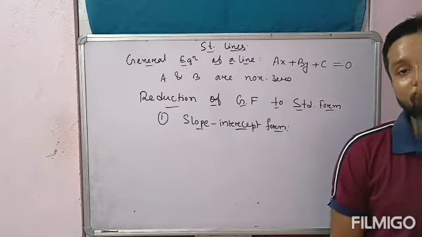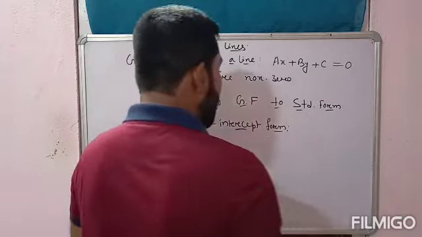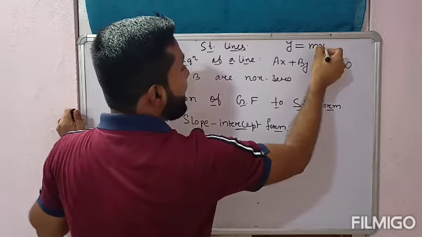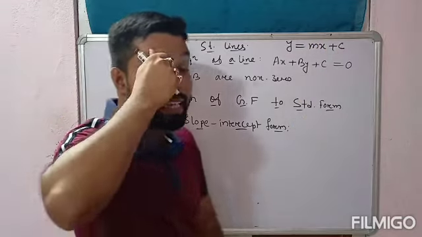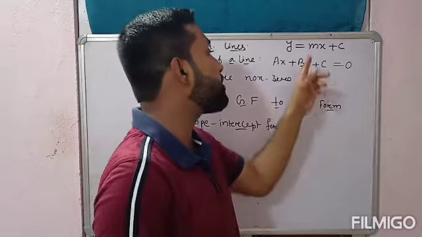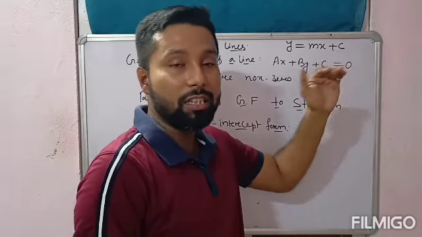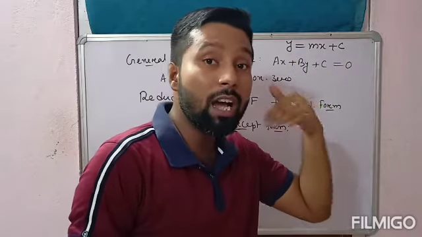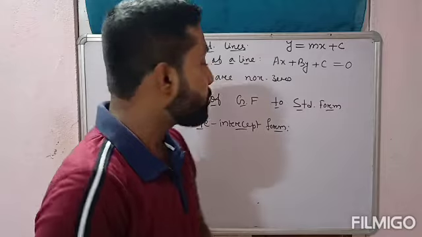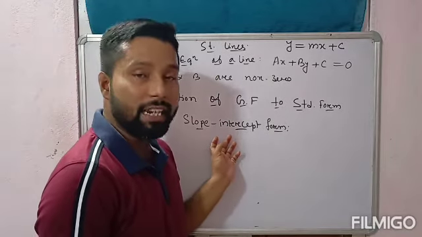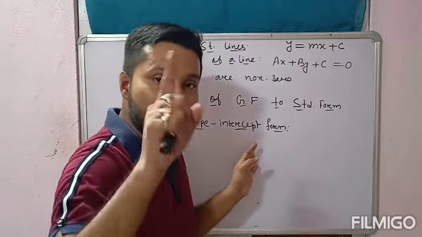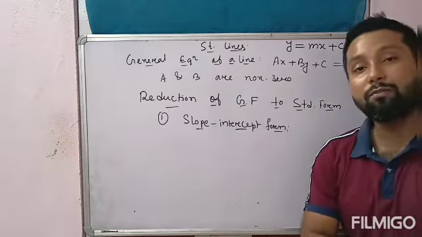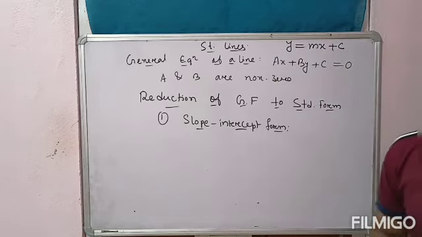So what is the standard equation of slope intercept form? Already I have discussed it. We all know that y is equal to mx plus c, right? Y is equal to mx plus c, where m is the slope of the line and c is called the y-intercept. So in order to reduce any general equation into slope intercept form, you should know the standard equation, and this is the standard equation.